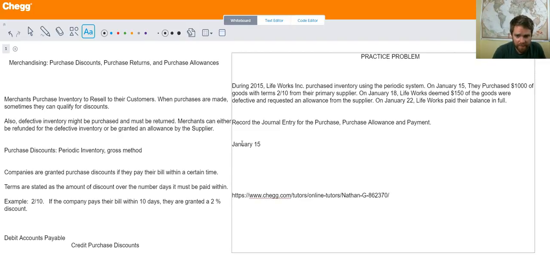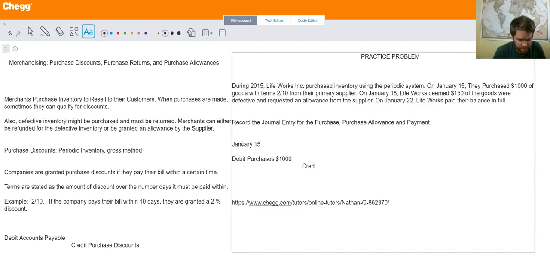So on that day, they purchased $1,000 worth of goods. So all you do is you debit your purchases for $1,000, and you're going to go ahead and credit accounts payable because you will pay that later on for $1,000.